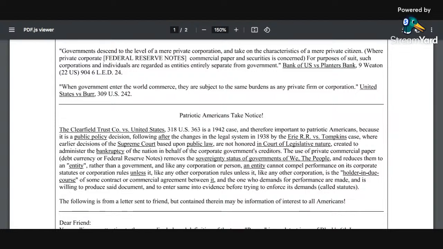So again, they have to be the holder in due course of some contract or commercial agreement between it and the one from whom performance is demanded, and be willing to produce said document. So all you have to do is present the document, present the contract that authorizes you to act or to bring any action or even to interact with me. And you have to enter the same document into evidence before trying to enforce. You are telling me I need a license, I need registration. Before you even talk to me, present that contract that gives you the authority. When you say you have jurisdiction, it means authority. It means you have a contract in your hand where both me and you agree to perform whatever the stipulations of that contract say. So present the contract.